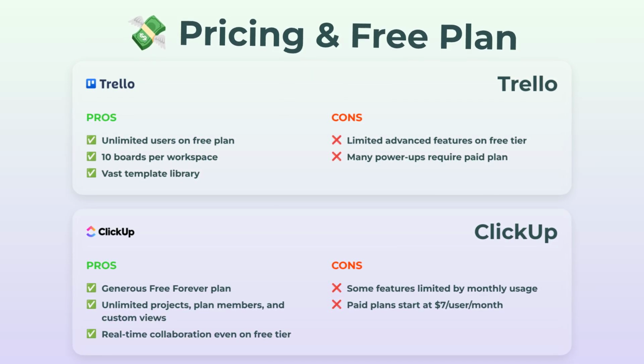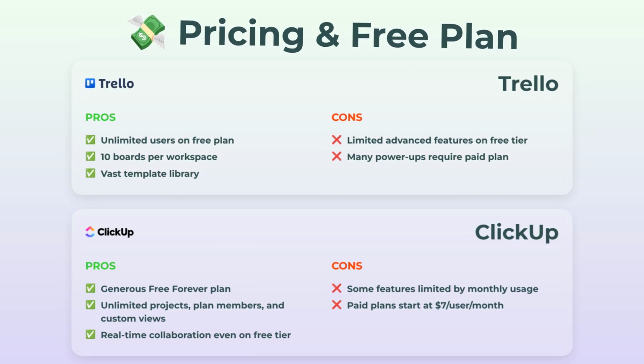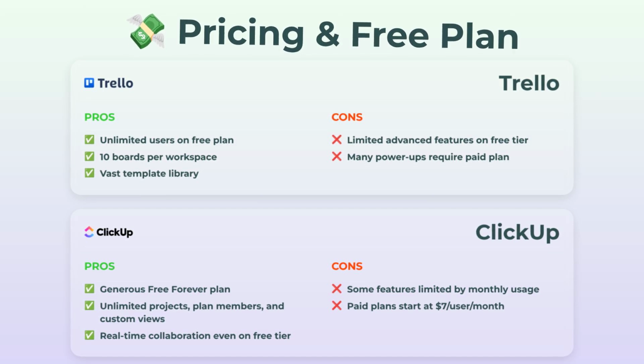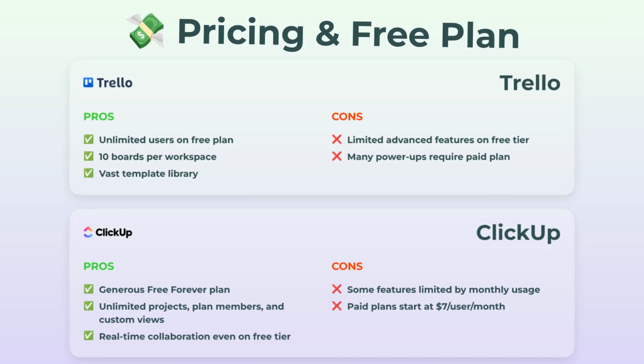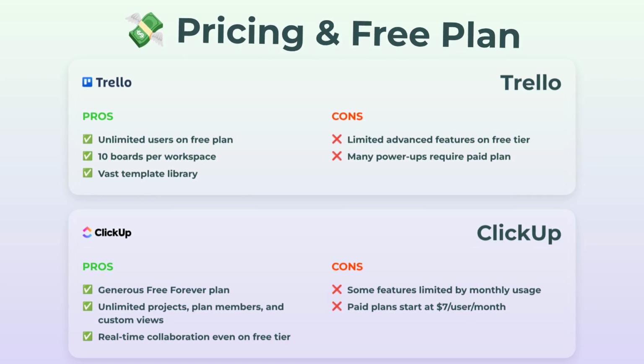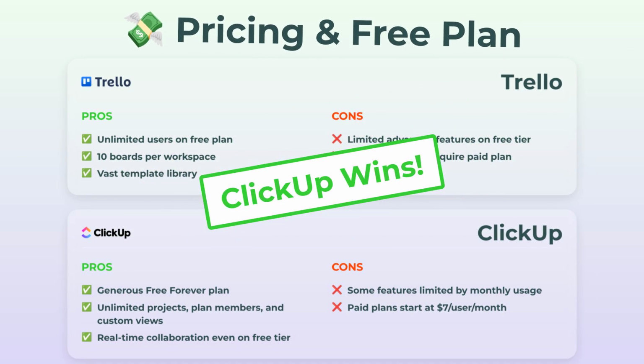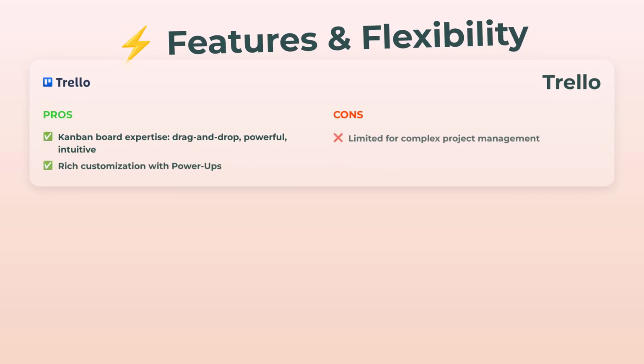Now ClickUp, their free forever plan is kinda epic. You get unlimited projects, unlimited plan members, and custom views, even real-time collaboration, which most free tools just don't offer. Sure, there are a few monthly usage limits, and bumping up to paid is $7 per user per month. But overall, ClickUp's free plan blows Trello out of the water. ClickUp takes this one. Next, features and flexibility.